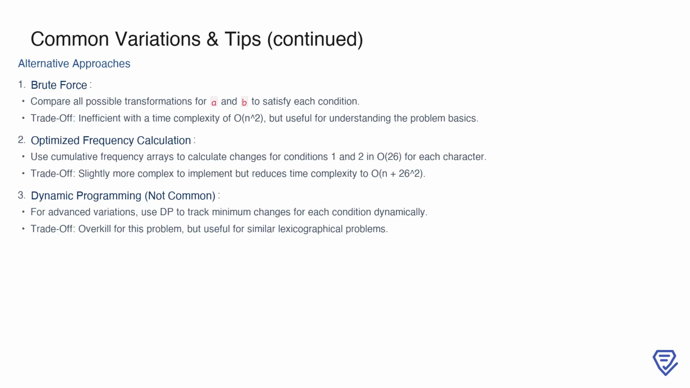Another advanced option is dynamic programming, which can be used to track the minimum changes dynamically across conditions. While this method is uncommon and often overkill for this particular problem, it could prove useful for tackling similar lexicographical challenges in other contexts. These alternatives provide flexibility depending on the constraints and goals of your implementation.